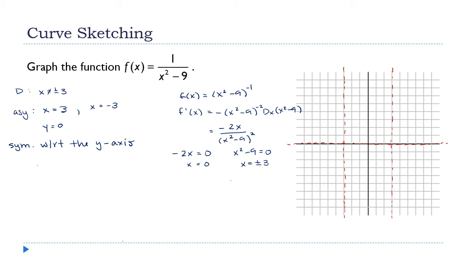So I am going to put them on my little number line down here. So let's do a number line. I'm going to do -3, 0, and +3. Let's see, let's test -4, -1, 1, and 4.